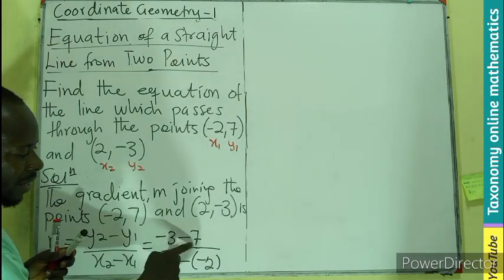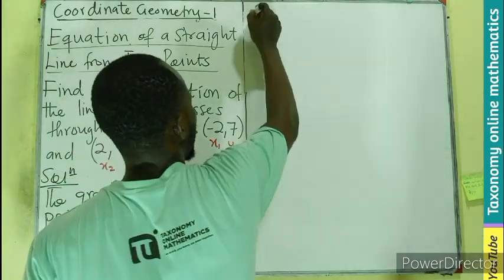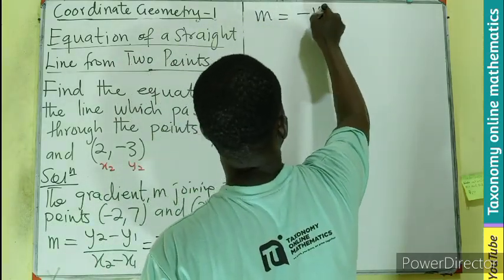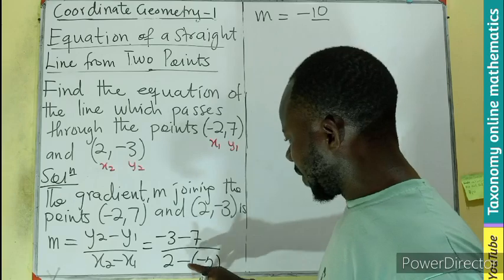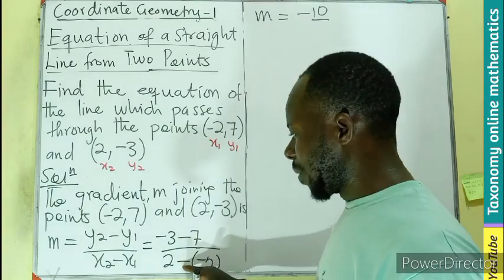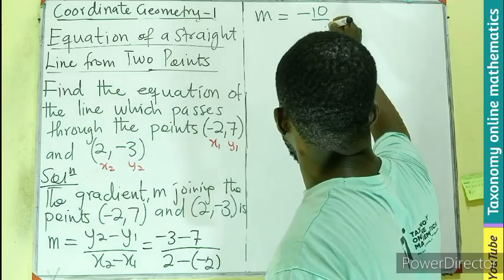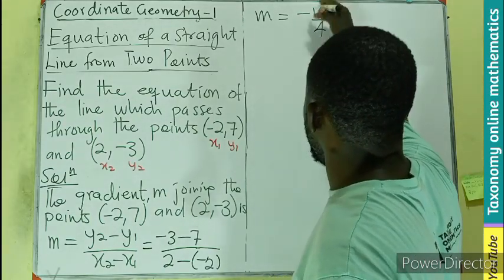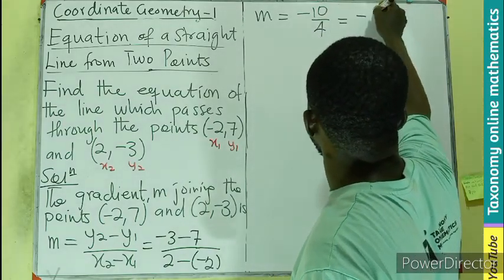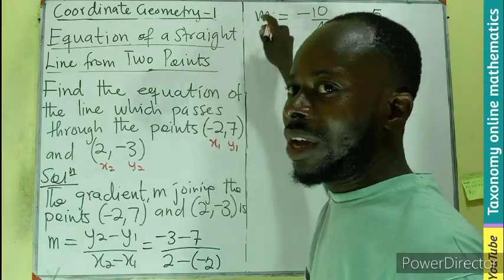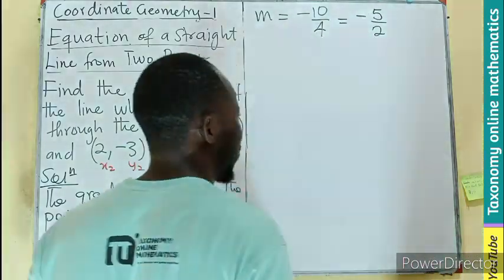So -3 minus 7 will make the gradient become -10, divided by, this negative becomes positive, therefore I'll be having 2 plus 2. That will give us 4. Any common factor? That will be 2. So 2 goes here, 5, and 2 goes here, 2. So the gradient is going to be -5 on 2.